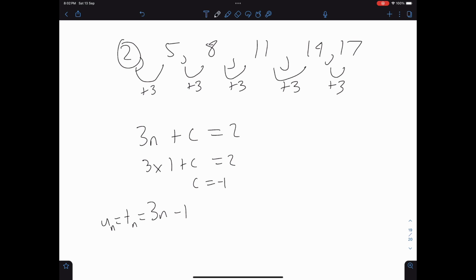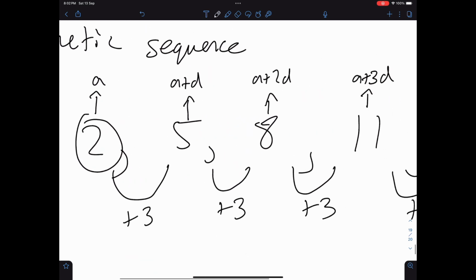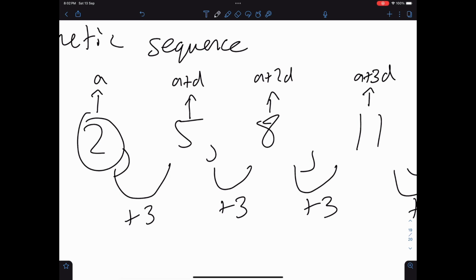But how would we derive the formula that we have? Well, you notice that it's going up by 3 every time, and if we call 2 a for the first term, then the second term will be a plus d, then this one will be a plus 2d, right? And then a plus 3d, and hopefully you're seeing a bit of a pattern. d stands for common difference. So you're adding d every time.